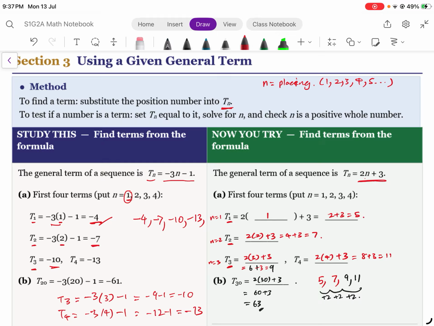So what if you need to find the 20th term? The 20th term will be when you sub 20 inside, -3 times 20 minus 1 equals -61.